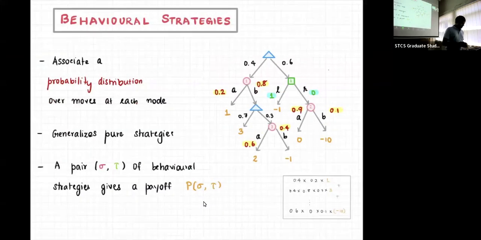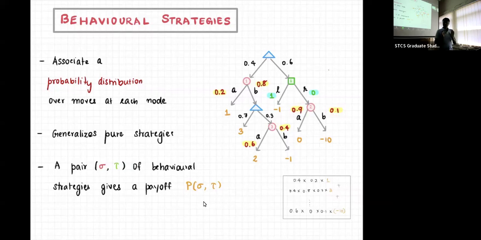Now, let's talk about something which will be important, which is the notion of behavioral strategies. See, in a pure strategy, you just decided to take either A or B. In a behavioral strategy, at a node where you have a choice, you associate a probability to each of the choices. You have a probability distribution. So in this case, I chose 0.2 here, 0.8 here, 0.9 here, 0.1 here, and so on.